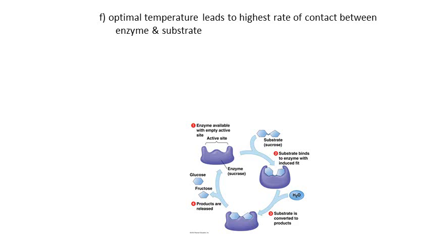But if the temperature is too high, that can actually denature the enzyme. That can cause the enzyme to change its shape to where it won't even work. So, higher than optimal temperatures can denature the enzyme. And what we mean by denature is to change the shape of the enzyme to where it can't work.